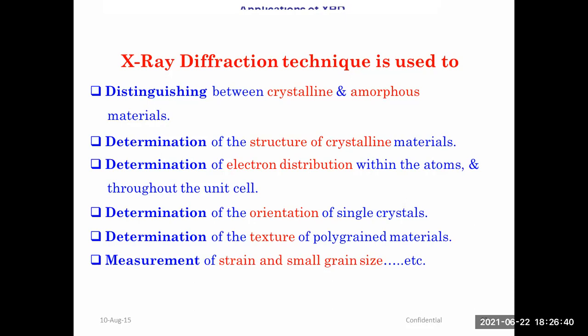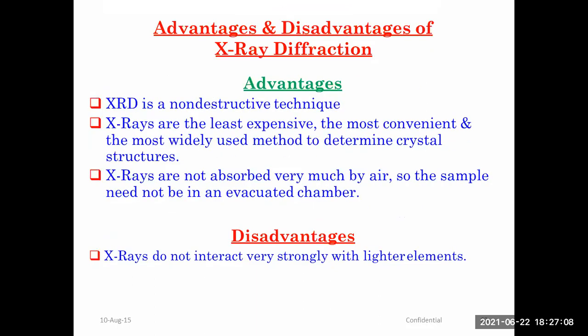Okay, so we just studied the experiment. Whatever experiment you studied, what is the application of that? This X-ray diffraction technique is used to know the difference between crystalline and amorphous material. We explained this crystalline and amorphous difference, and you can know the structure of the crystalline material, how the orientation is inside the crystal, and the strain and small grain size, which we use for different applications. So X-ray diffraction has many advantages. It is the most convenient method to determine the exact structure of the crystal.